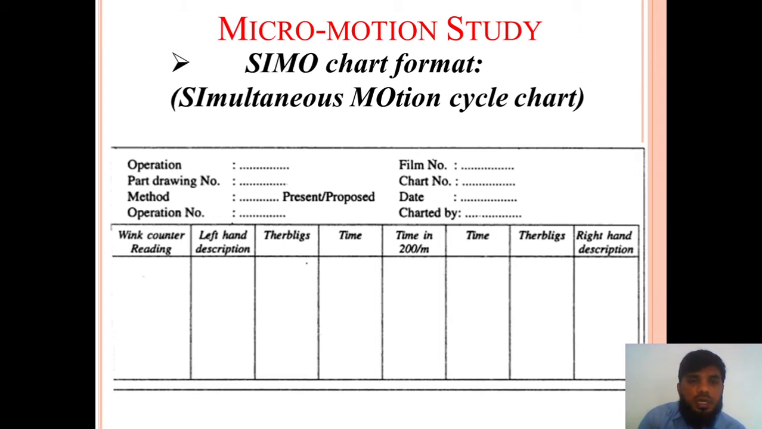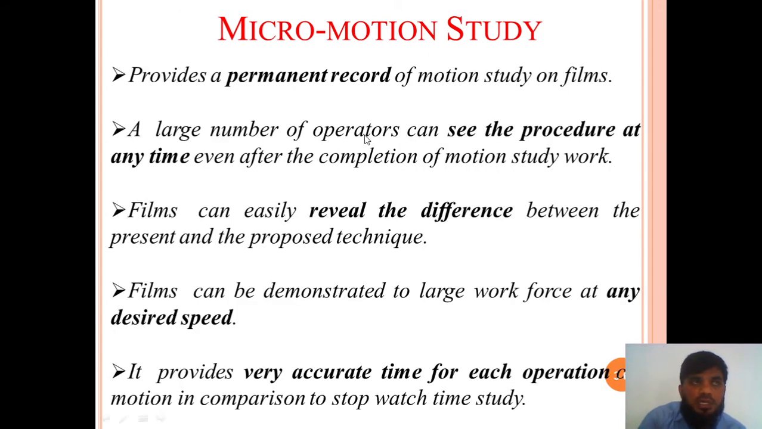In this, this is the list of the operations: what is the operation on which we are going to film, what is the film number, what is the chart number, what is the methodology, is it the present methodology or the proposed methodology, what is the left hand of an employee doing, what is the right hand doing, and what is the time recorded. Everything will be written like this. The importance of this is that when you film both the present and proposed methods, we can understand the differences and remove the unnecessary operations. It also provides a permanent record of motion studies on film.